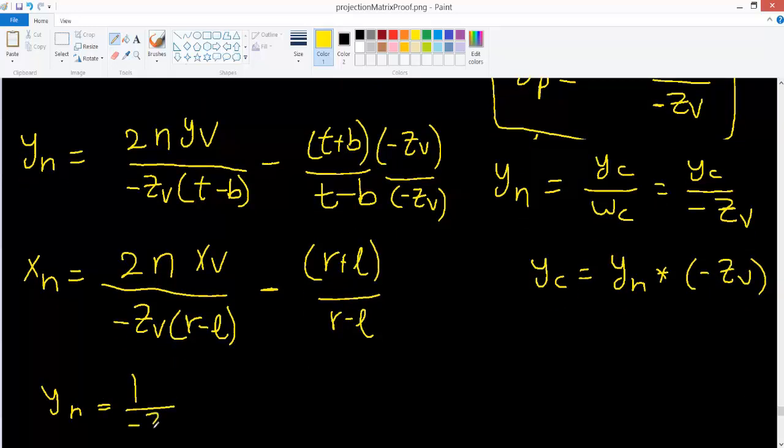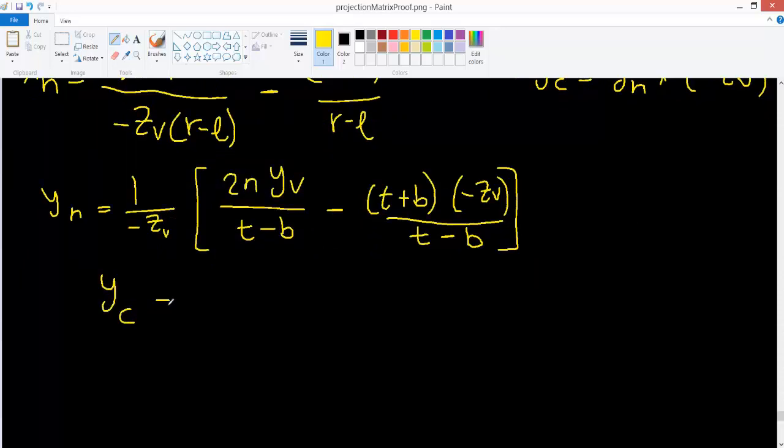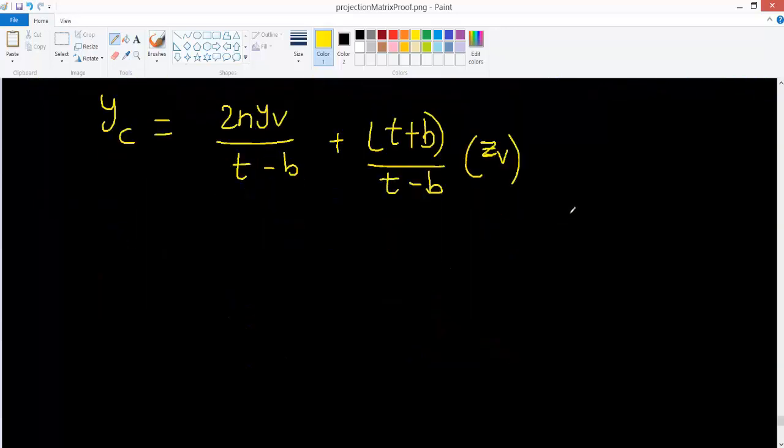yn equals 1 over negative zv, which is 1 over w, multiplied by 2n yv over t minus b minus t plus b multiplied by negative zv over t minus b. So that's the new equation we have. We have yn equals something over negative zv, but this something is actually yc. So yc finally equals 2n yv over t minus b minus t plus b over t minus b multiplied by negative zv. So we can say that this is positive zv.